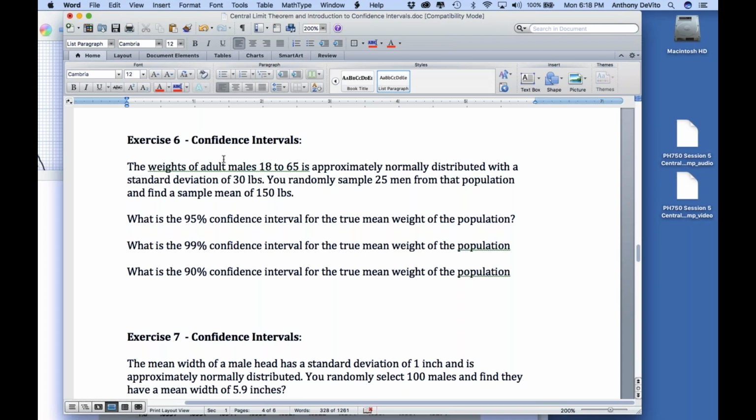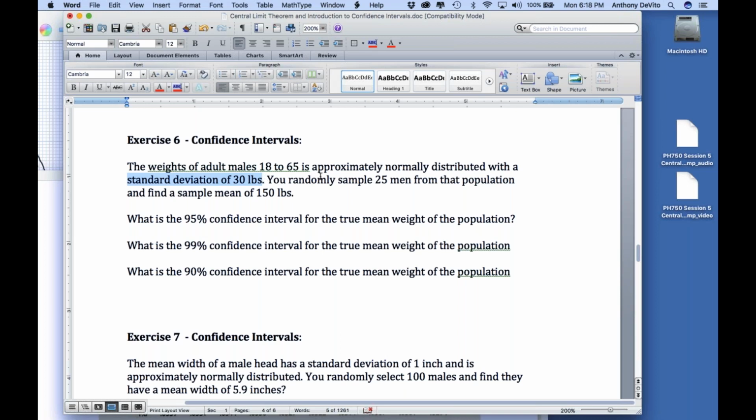Okay, so the weight of adult males 18 to 65 is approximately normally distributed with a standard deviation of 30 pounds. I'm giving you the standard deviation of the population. Generally, you don't know what it is, but for this case, I'm giving it to you. There's a reason why I'm giving it to you, because at this point I don't want to introduce too much variability.